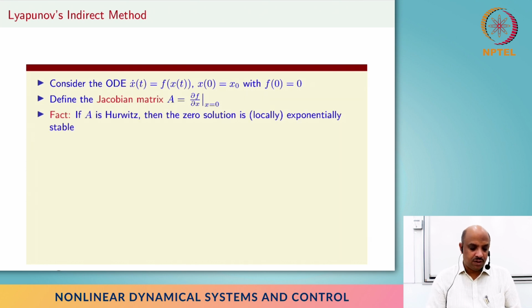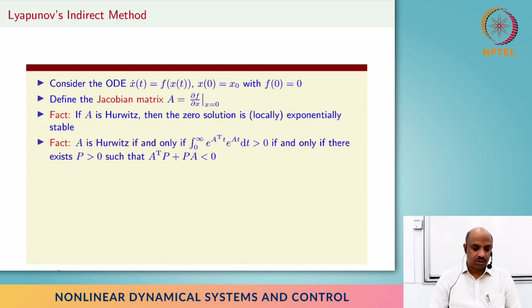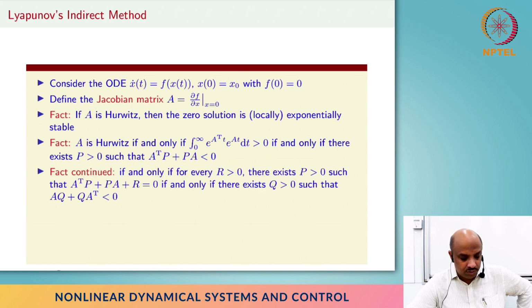So I'm going to define this Jacobian matrix, which is simply the derivative, the gradient of f, evaluated at x equals 0. And if that Jacobian matrix A is Hurwitz, then we can conclude that the zero solution of this particular nonlinear ODE is locally exponentially stable, right? We don't get simply asymptotic stability, we actually get exponential stability. And checking for Hurwitzness can be done in multiple ways. One ridiculous way of doing it is to take the solution e^(At) and then integrate it out, but nobody does that. That's also equivalent to finding a solution to this particular inequality or even this equality.